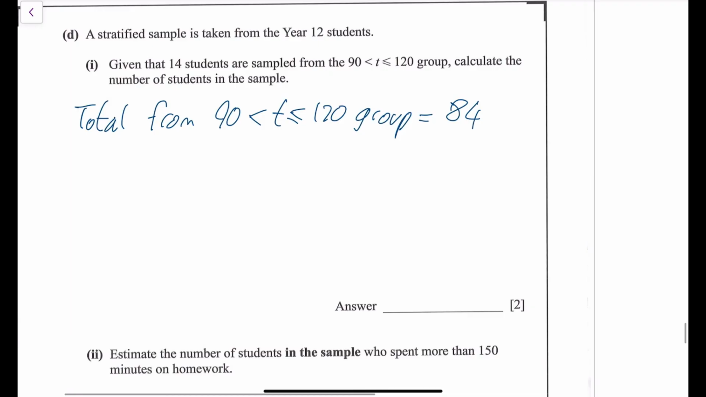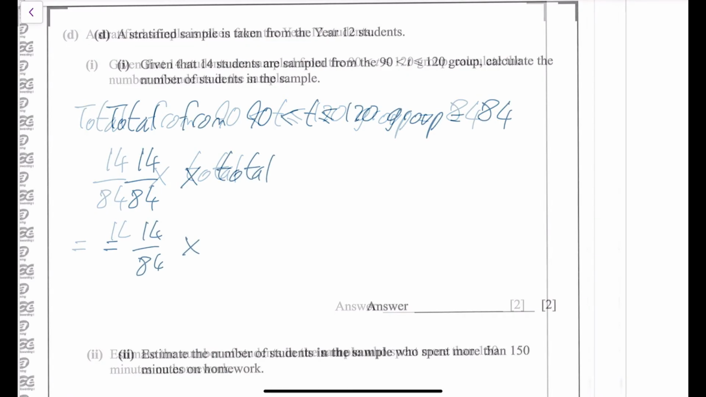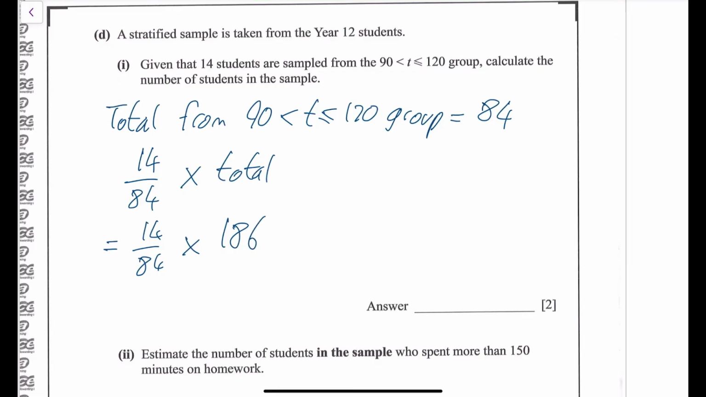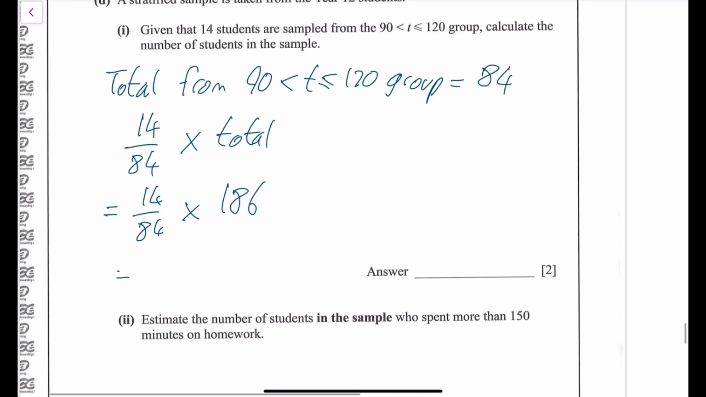So that means the fraction sampled is 14 over 84, and that's going to be consistent. And that's my fraction sampled. So we're going to multiply that by the total of the population. So that means 14 over 84 times 186, which works out to be 31 people. Okay.